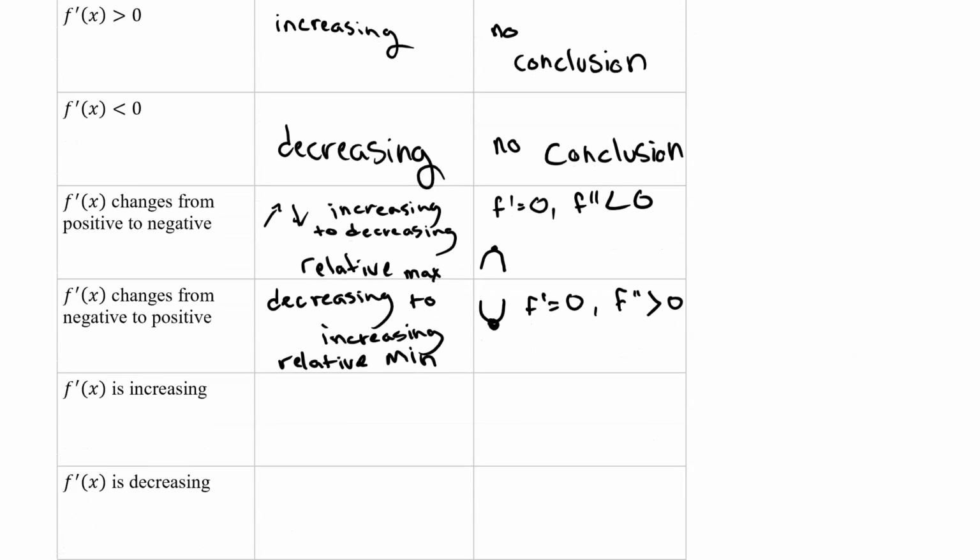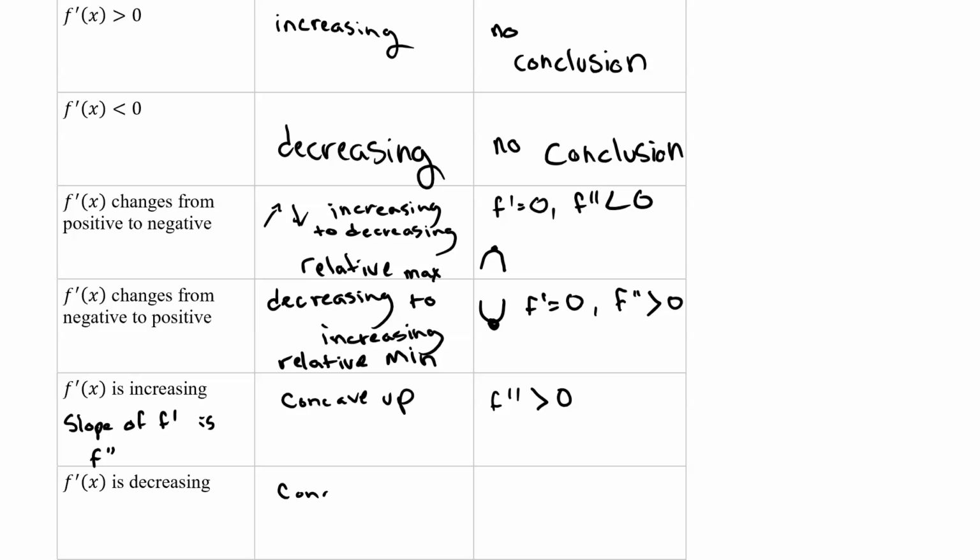Lastly, we're going to look at the slope of the derivative graph. So remember, the slope of f prime tells us about f double prime, or our second derivative. So if the slope is increasing, that's going to tell us that our second derivative is going to be positive. And if our second derivative is positive, that tells us that our original graph is concave up.